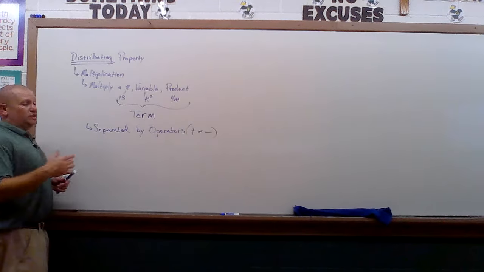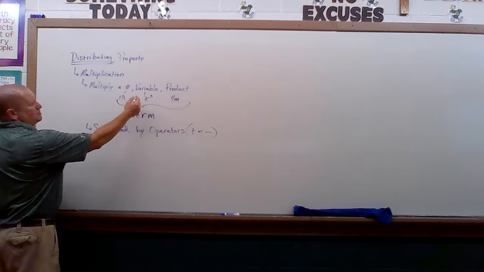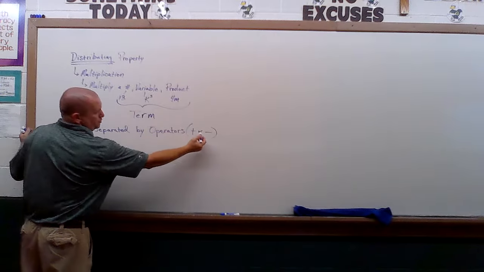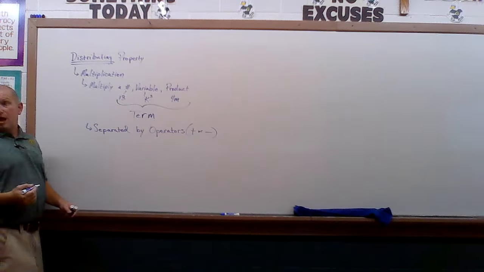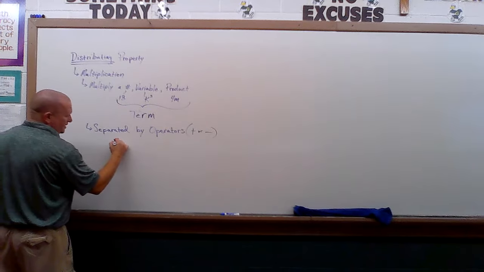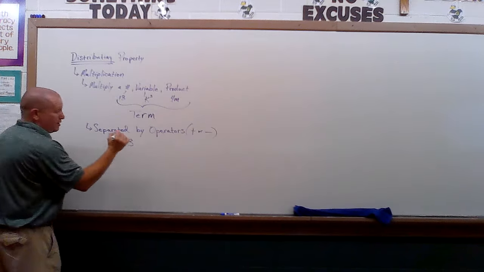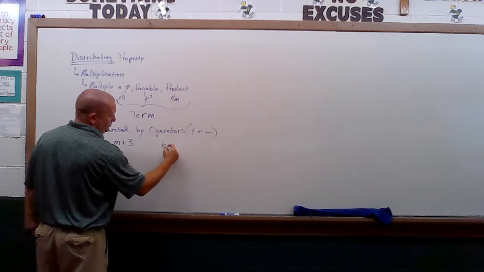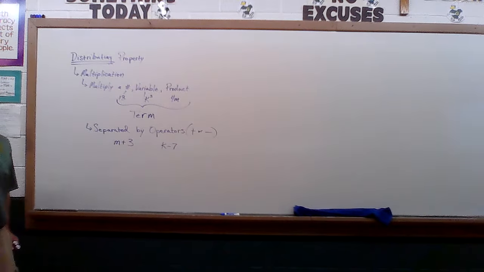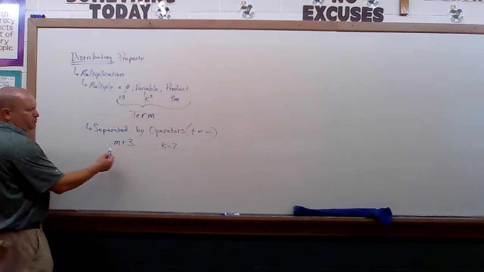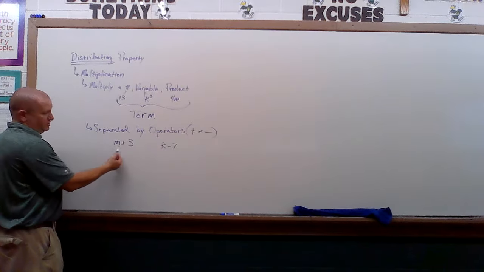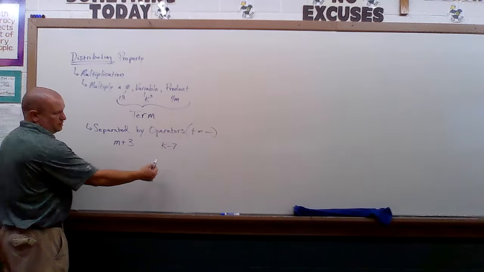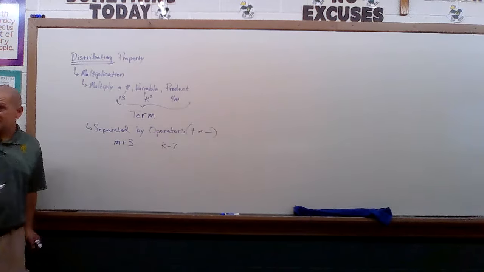So what you have to realize now is when I have terms that are split up by these operators, we can write them like this: m plus 3, k minus 7. Right? So these would actually be two terms together with the plus sign, and two terms together with the minus sign.